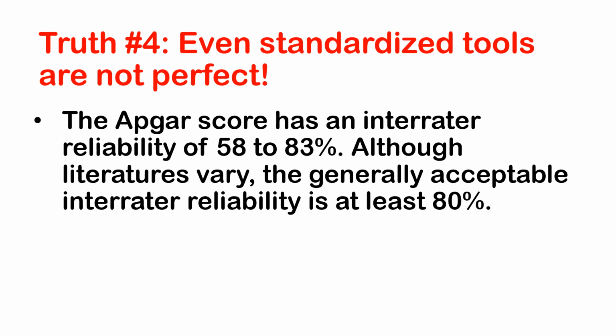Truth number 4, even standardized tools are not perfect. The Apgar score has an inter-rater reliability of 58 to 83%. Although literatures vary, the generally acceptable inter-rater reliability is at least 80%. So, what does this mean? It means that in almost half of the Apgar scores given, the raters gave different scores to the same baby. This is unacceptable, and yet the Apgar score is considered a standardized tool.